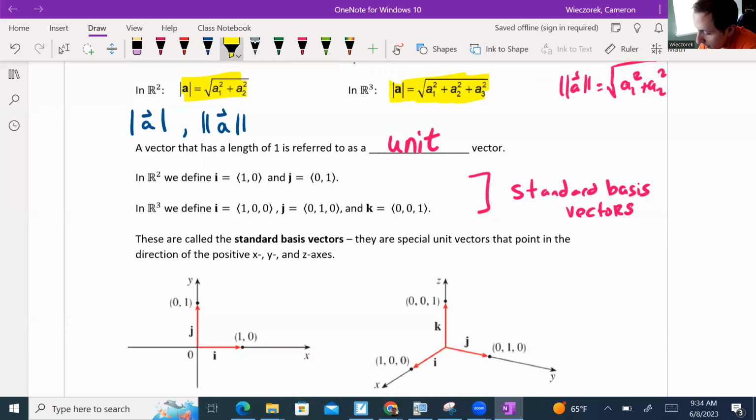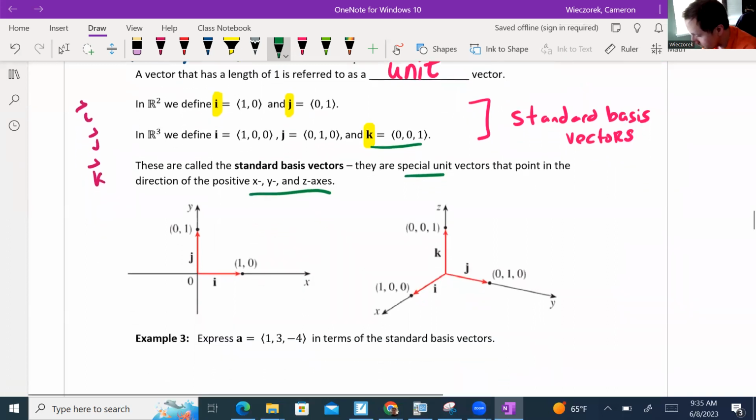And so usually we give the letter i represents the vector that points in the direction of the x-axis. That could be 1, 0 or 1, 0, 0. The letter j, and they're vectors, right? So notice that they're bold-faced. So when I write them by hand, I'm going to write them like this. j is the vector, the unit vector that points in the direction of the y-axis. So 0, 1 if I'm working in R2, or 0, 1, 0 if I'm working in R3. And then k only exists in R3 because it points in the direction of the z-axis. So that would be the vector 0, 0, 1. So they are special unit vectors that point in the direction of the x, y, and z-axes.